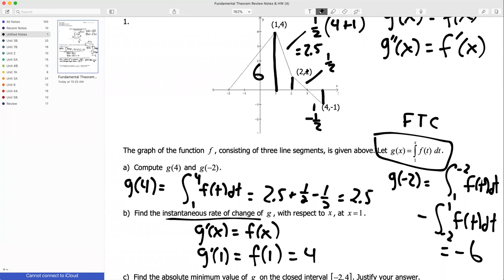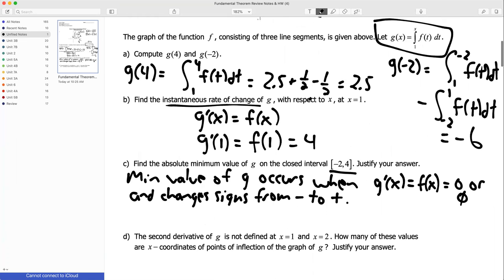There is a point where F of X is equal to 0. That occurs at 3 because the graph crosses the x-axis. However, this is not a minimum. It is a maximum because it's above the x-axis, then it's below the x-axis. So it changes from plus to minus. And so it's a max. So I said X equals 3 is a max.